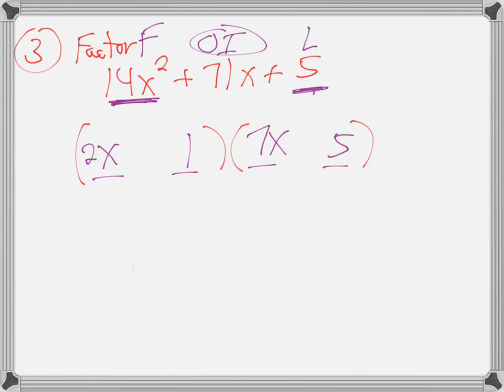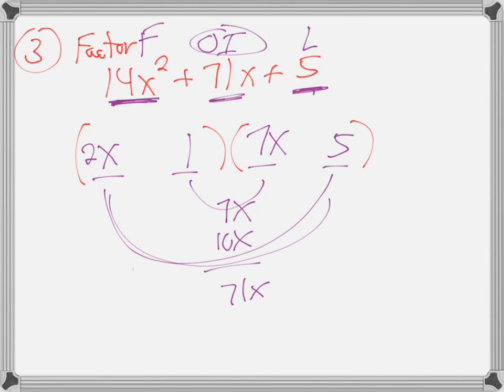How do you know if it's right? You check the OI. How do you get the OI? 2 inner, 2 outer. What's the 2 inner? 7x. What's the 2 outer? 10x. Can 7 and 10 somehow make 71, the middle? No way. No way in the world. So what's the first thing you do to try to fix it? Switch the back 2, because the order on the back 2 matters. Try it again. Still not going to work.